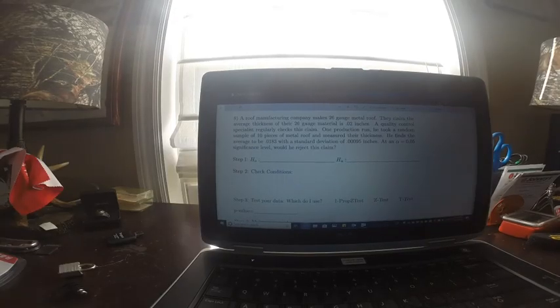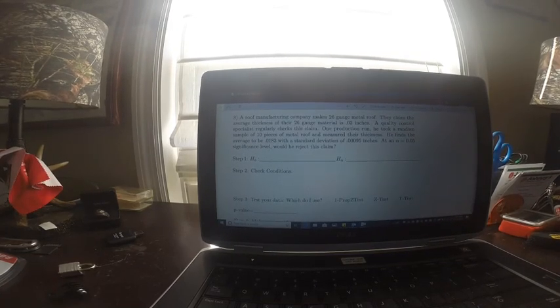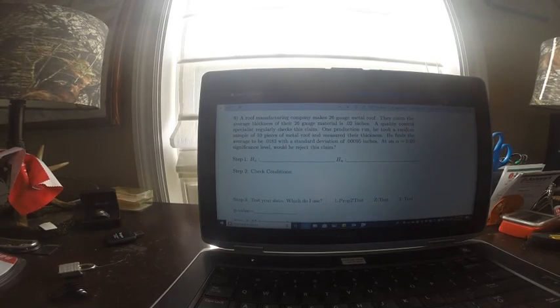Number 8, last example we have here, says a roof manufacturing company makes 26 gauge metal roof. They claim that the average thickness of their 26 gauge material is 0.02 inches. The quality control specialist regularly checks this claim. One production run, he took a random sample of 10 pieces of metal roof and measured their thickness. He finds the average to be 0.0183 with a standard deviation of 0.00095 inches. At an alpha equal 0.05 significance level, would he reject this claim?